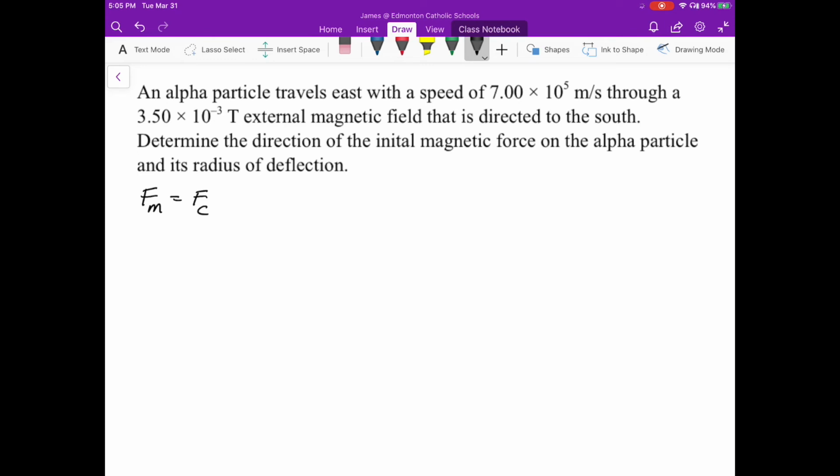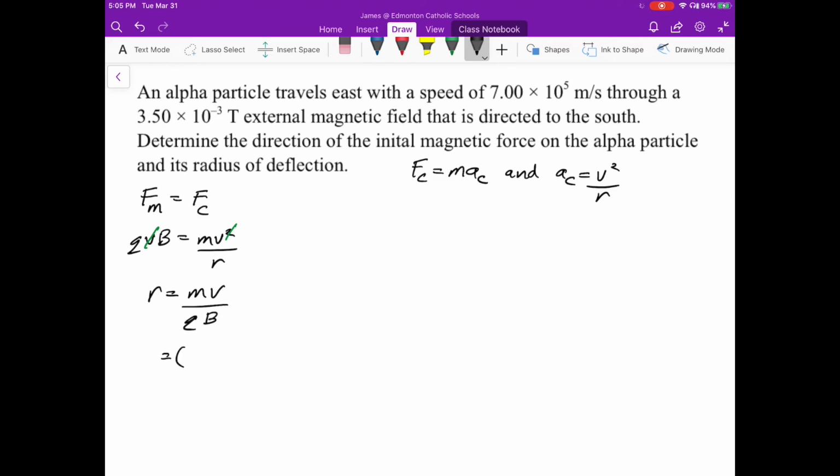So we remember from physics 20, centripetal force is mass times centripetal acceleration. And we know that centripetal acceleration is v squared over r. So then our centripetal force is m times v squared over r. So we see that one of the v's cancels out, and then you can solve for r, radius of deflection. It would be mv over qB.